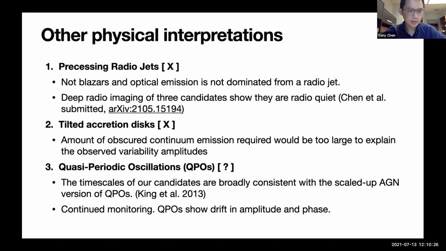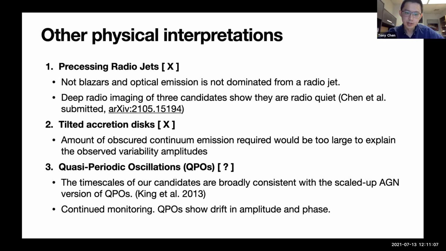We also have some follow-up radio emission from VLA, and we found that 3 of our candidates are radio quiet, so a precessing radio jet is highly unlikely to contribute to this large optical amplitude. As for other interpretations, such as the tilted accretion disk, the amount of the obscured continuum emission would be too large to explain the observed variability amplitude we have seen.